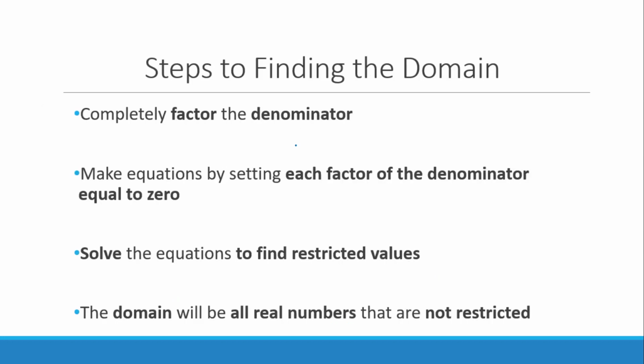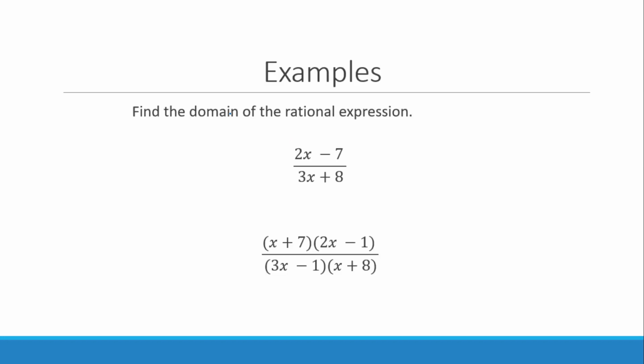Now, steps to finding the domain, you want to completely factor the denominator. You want to make equations by setting each factor of the denominator equal to 0. You want to solve to find those bad values or those restricted values. And then the domain consists of all the numbers that are not restricted. So it's basically x such that x is not equal to what? So let's look at some examples.